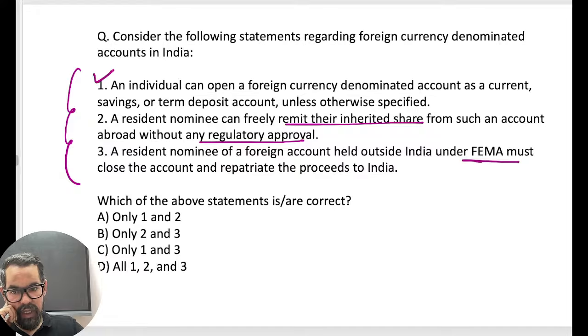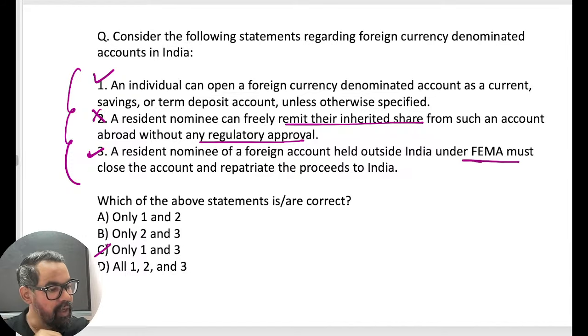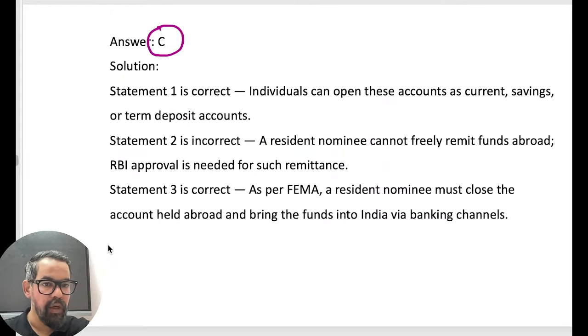So 1 and 3 will be the right answer for this particular one, but in this case it will be requiring approvals, regulatory approvals. So 1 and 3 means option C should be the right answer for this particular question. Option C will be the right answer for this one.